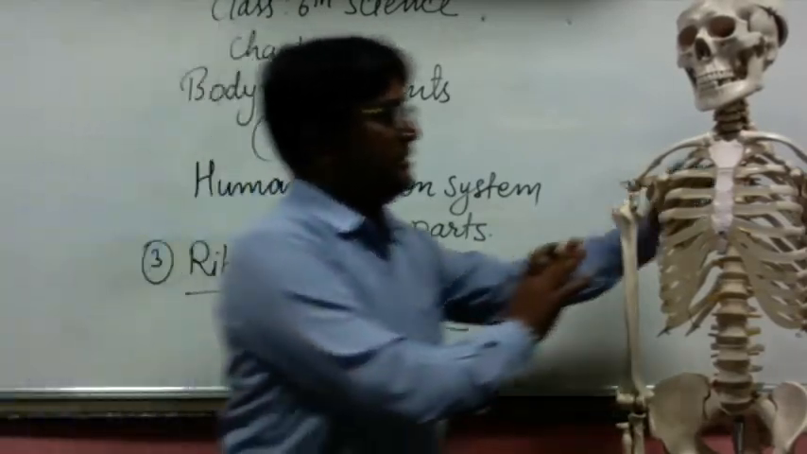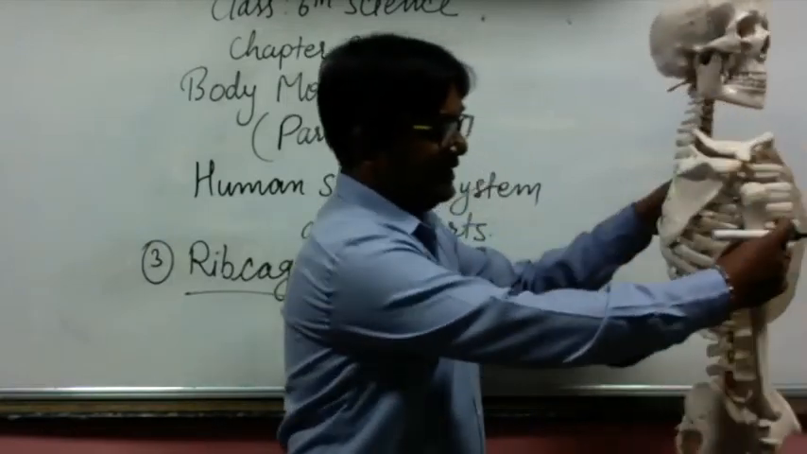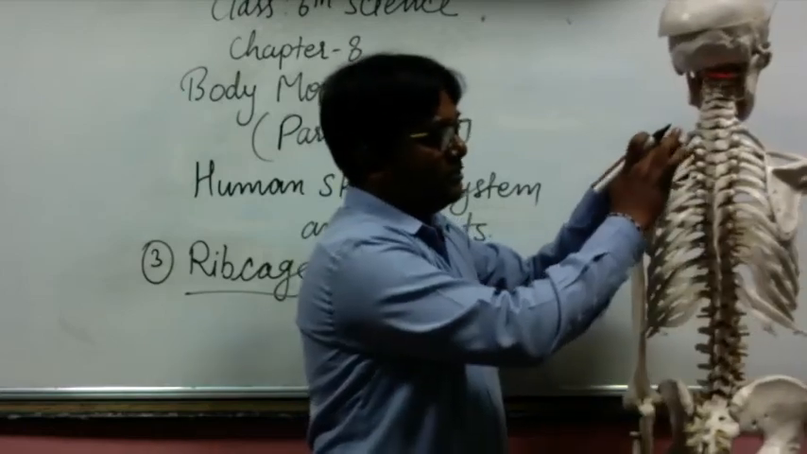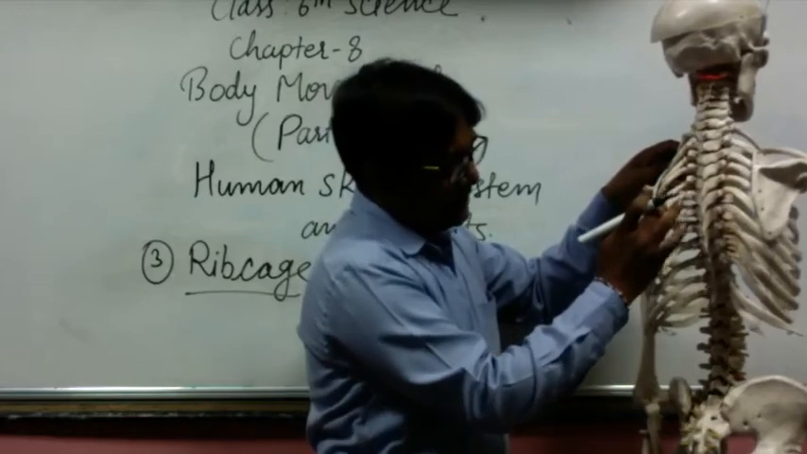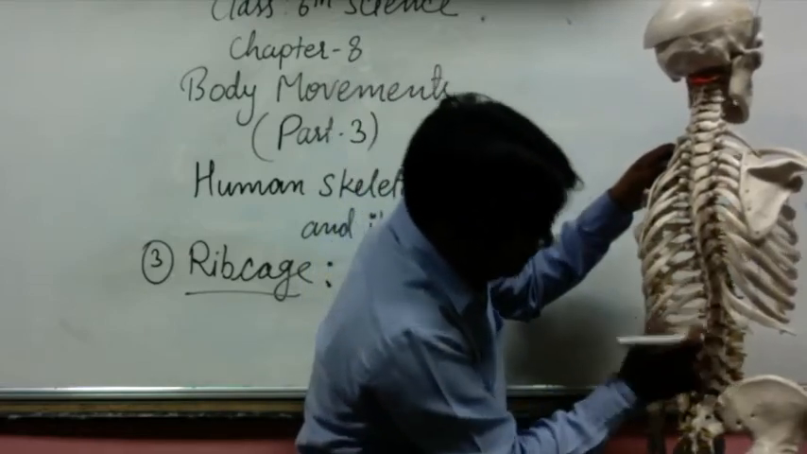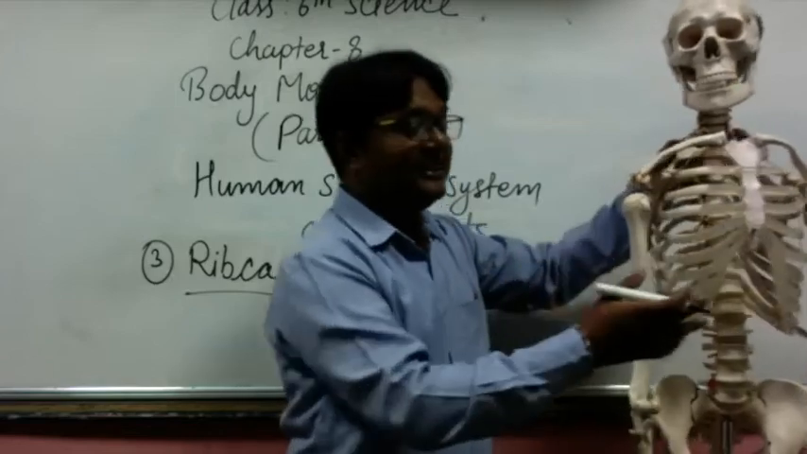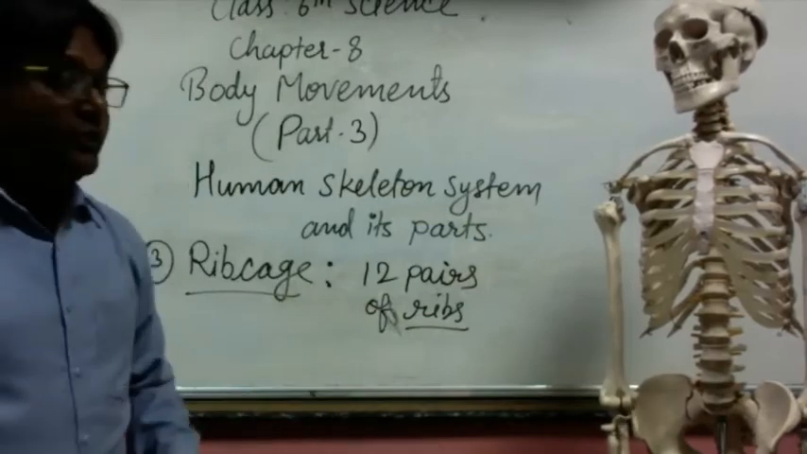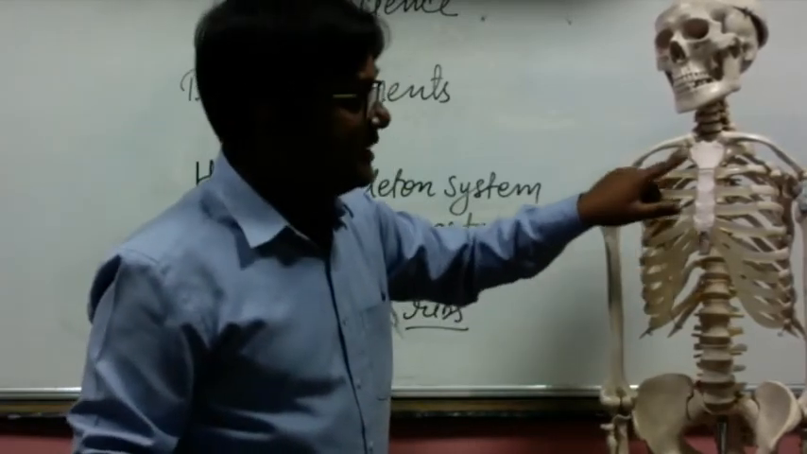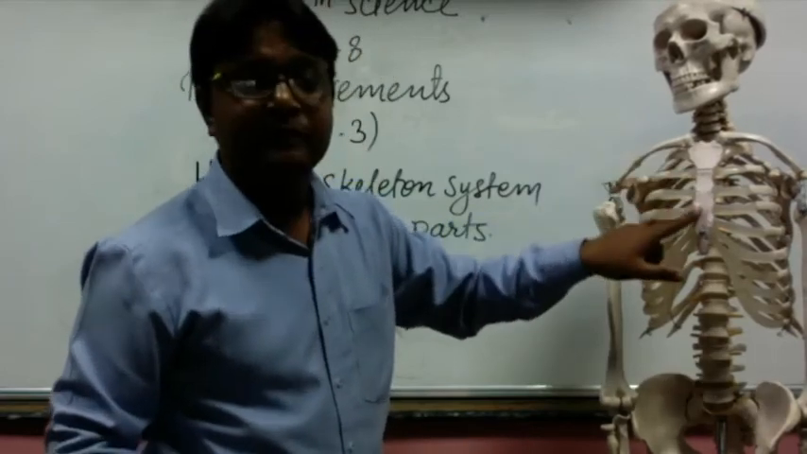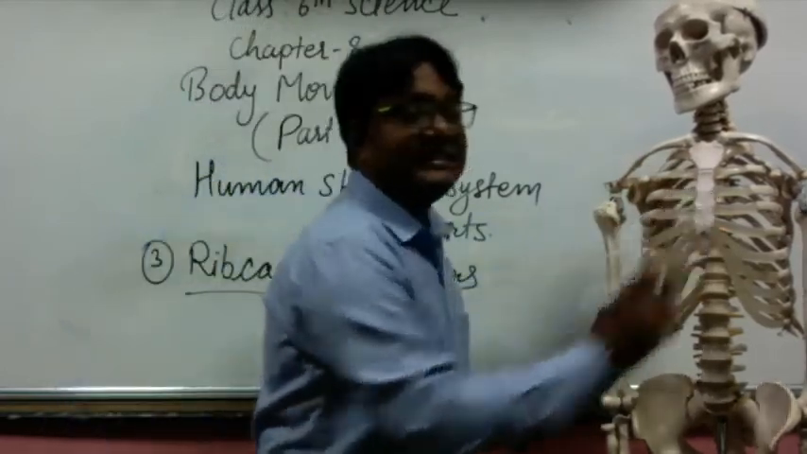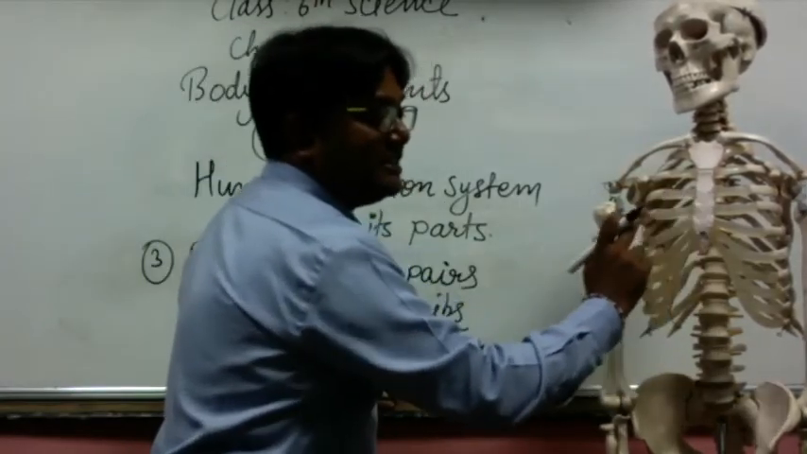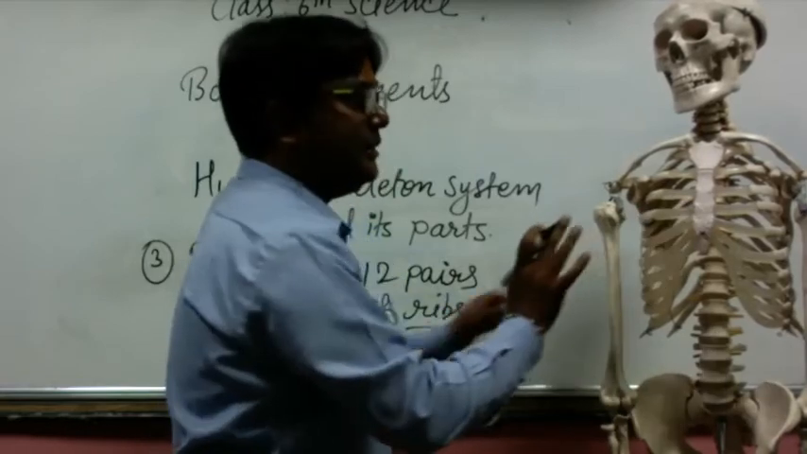Oh, so let's turn this skeleton and we can count from the back side also. Student, please count it. This is 1, 2, 3, 4, 5, 6, 7, 8, 9, 10, 11, 12. Oh, that's amazing. From the back side it is 12 pairs, but from the front side it is only 10 pairs. These 10 pairs of ribs are connected to the front portion of the rib cage, which is called the sternum.